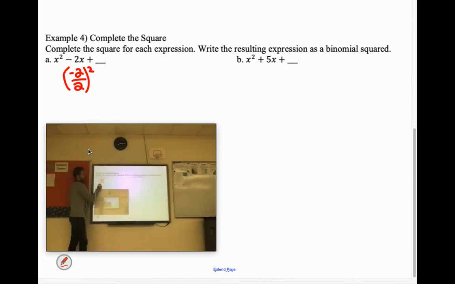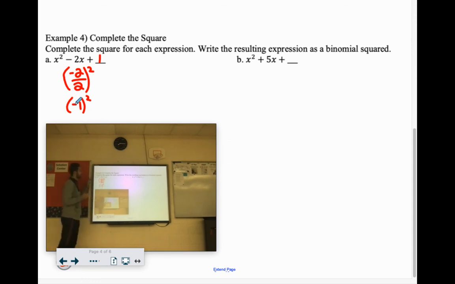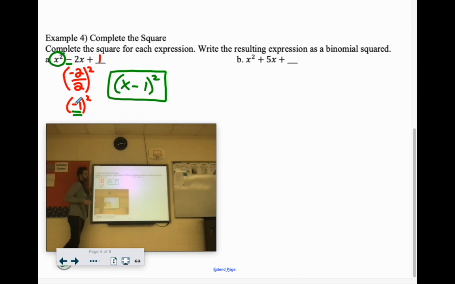Negative 2 divided by 2 is negative 1. And then when you square negative 1, it becomes plus 1. So that's all it's asking for here. Then it says write it as a binomial squared, which is nice because we know the square root of x squared is x. It's going to be minus, and then whatever we got when we took b and divided it by 2, which in this case was negative 1, that would just be your other term. So it would be x minus 1 squared.